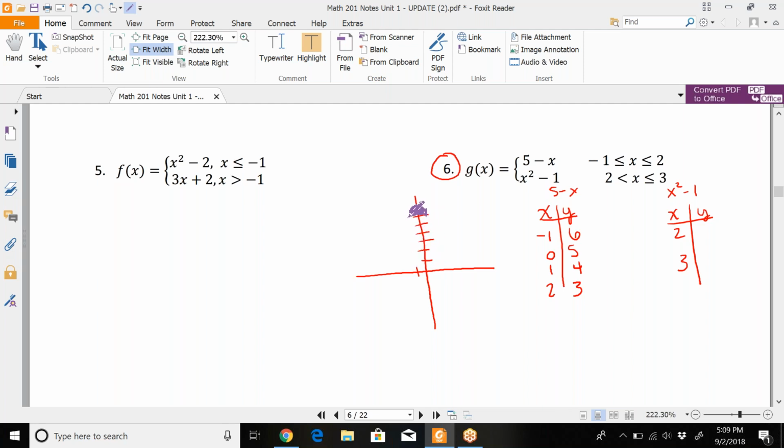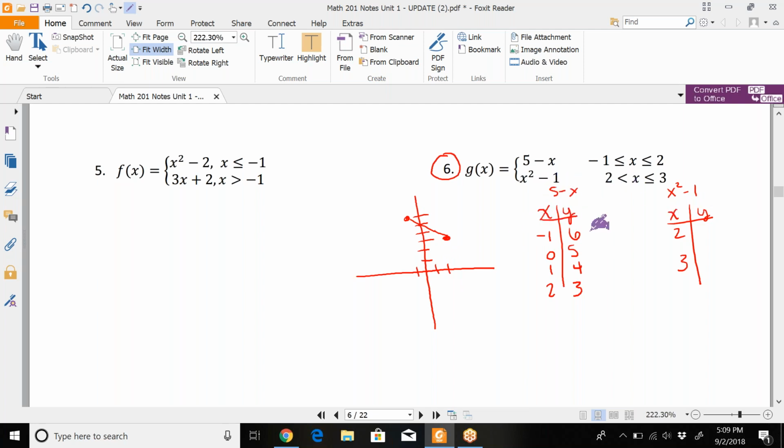So -1, 6, and that's a closed circle because there was an equal to bar here. 0, 5 is just a regular point. 1, 4 is also just a regular point. And the other endpoint is 2, 3, and that is a closed circle for the end of that. So this is just a line kind of headed down to that.